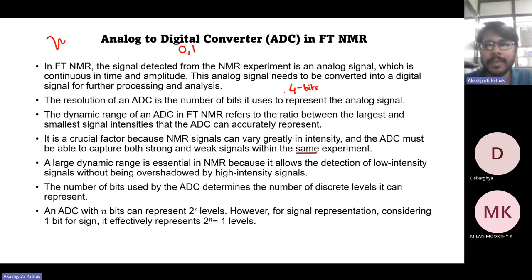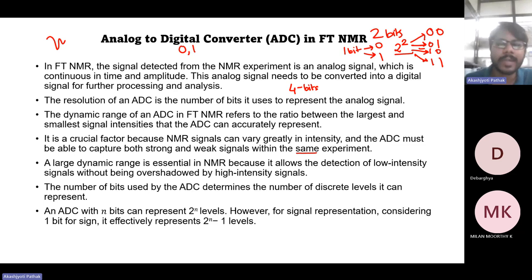Okay, so for example, we have 2 bits, right? 1 bit means it can be either 0 or 1. So 2 bits means it will be 2 to the power 2. Okay, 2 to the power 2. So what are the combinations? The data can be recorded or stored as 0 0, 0 1, 1 0, 1 1. So if there are n bits, then an ADC with n bits can be represented in 2 to the power n levels.